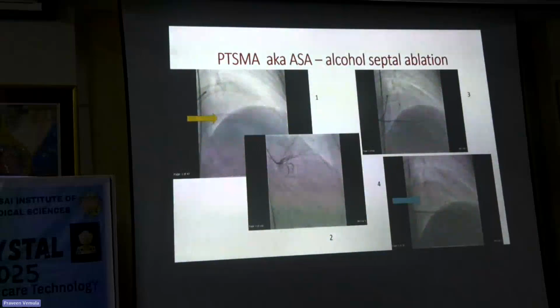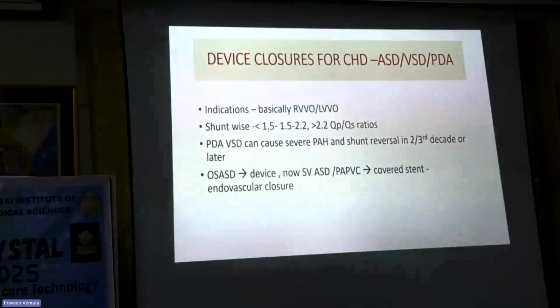So alcohol septal ablation is basically done for HOCM. We pass a wire in the septal, right? And we give alcohol there and we chemically necrose it. This is the only procedure intuitively in cardiology which kills muscle. This is the only one where you intentionally damage the septum, and that causes the gradient to reduce.